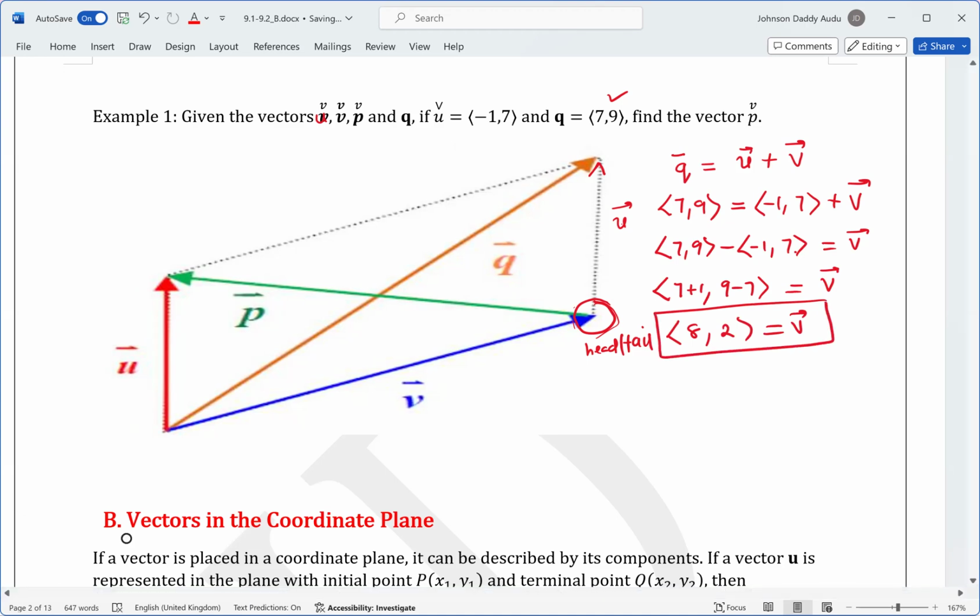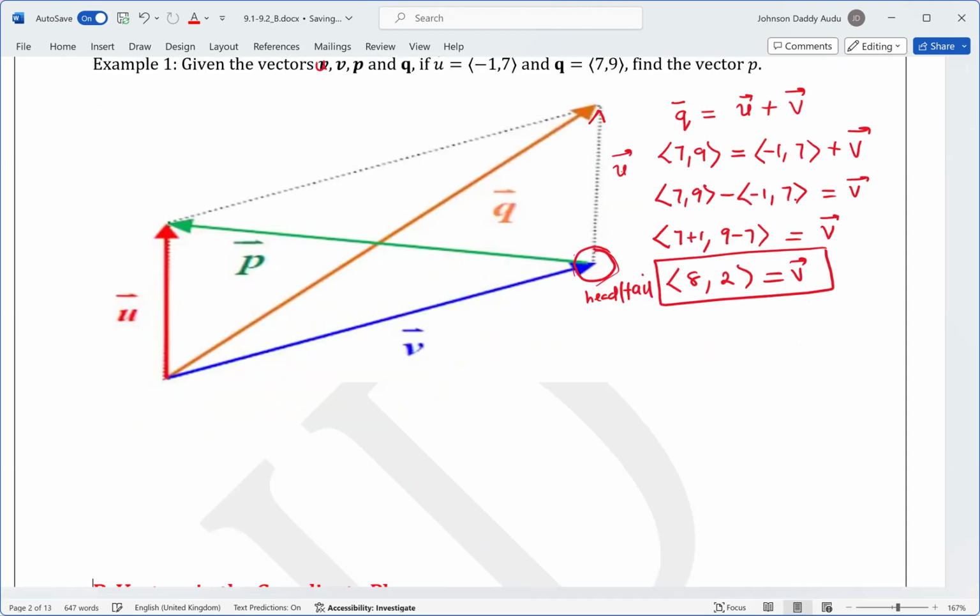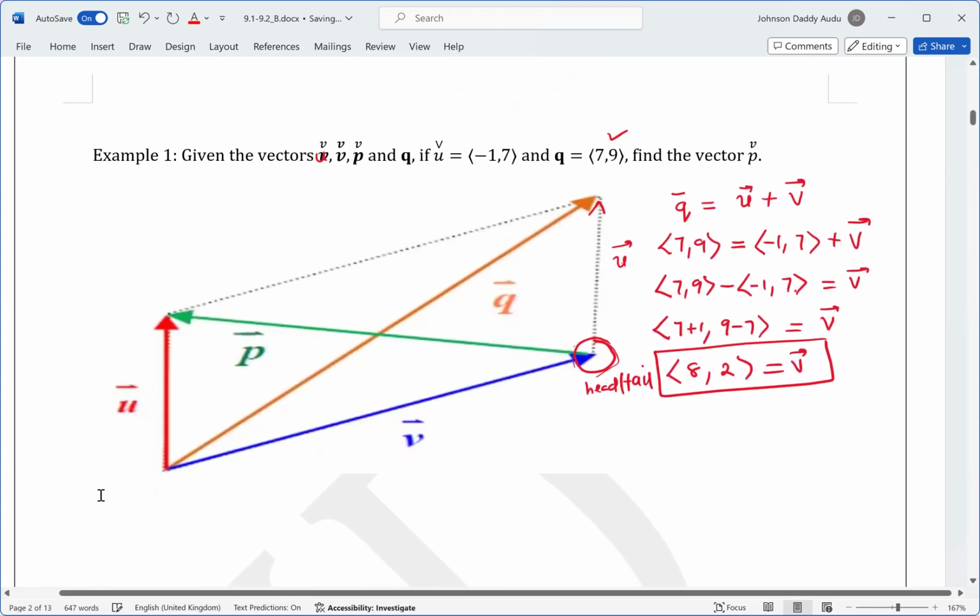But what are we interested in? Are we interested in V? The question wants us to find the vector. Is it P? Yes, vector P.